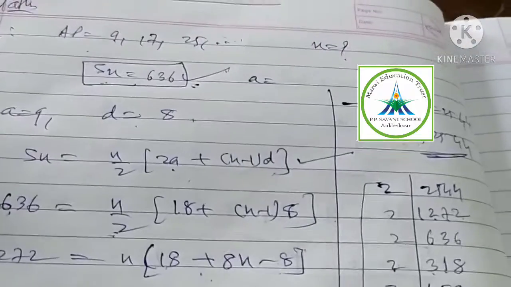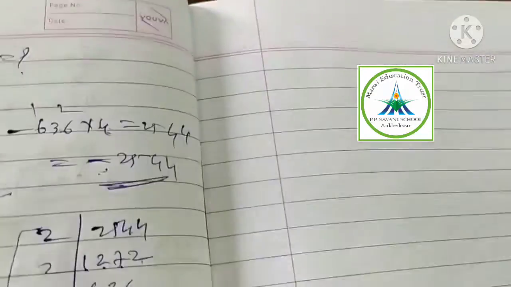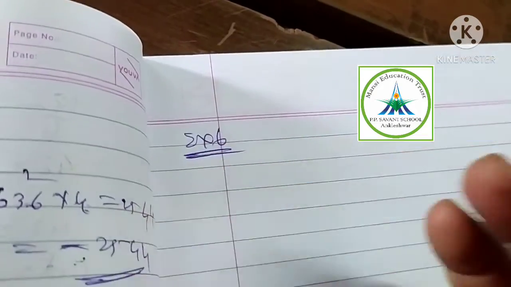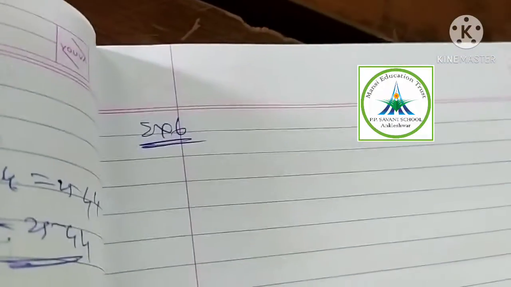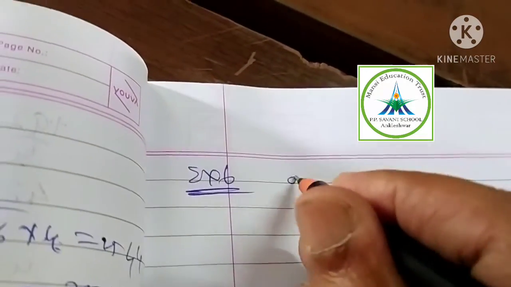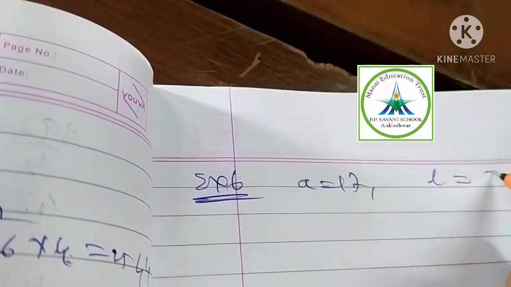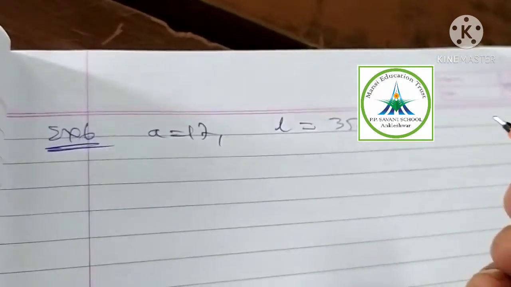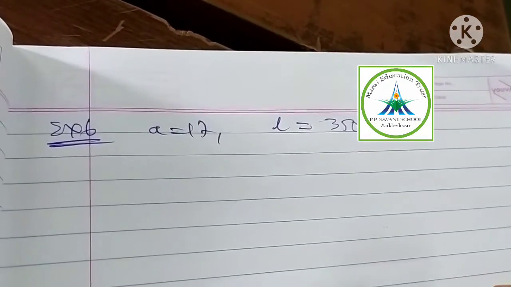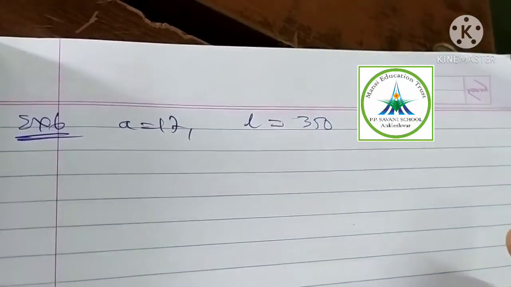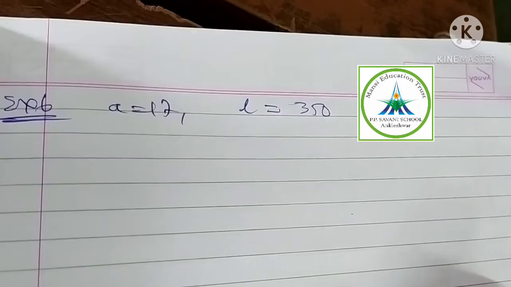Okay, now I am taking example number 6. I am reading from the textbook. First term of the AP, a equal to 17, and last term, l equal to 350. This is given to you. The common difference d is also given to you. Now, how many terms are there, and what is their sum?